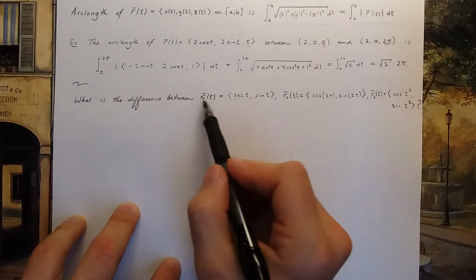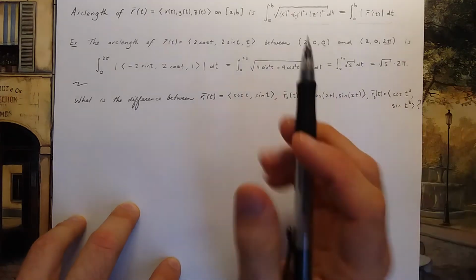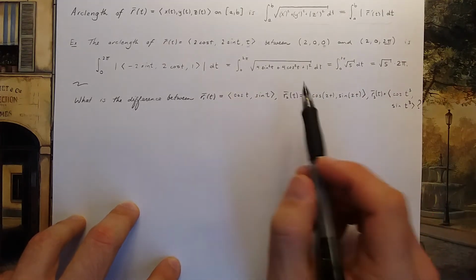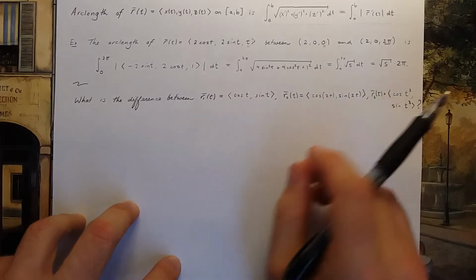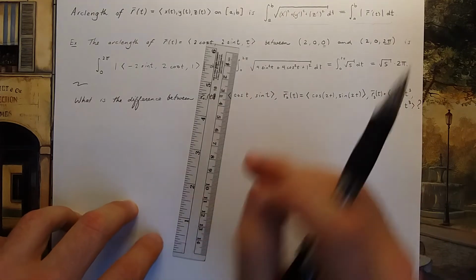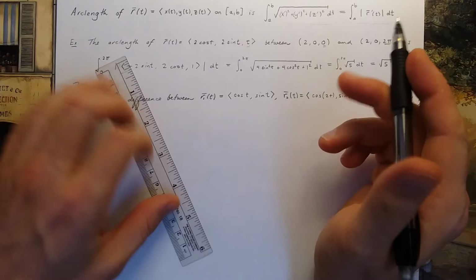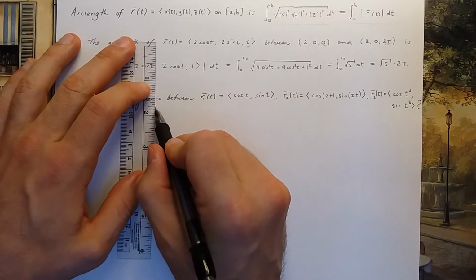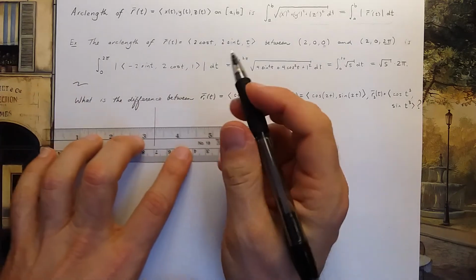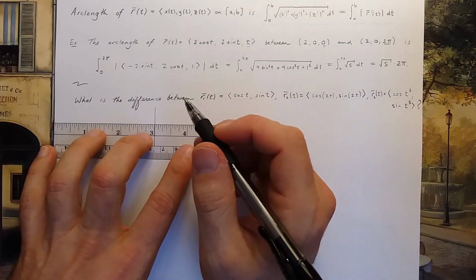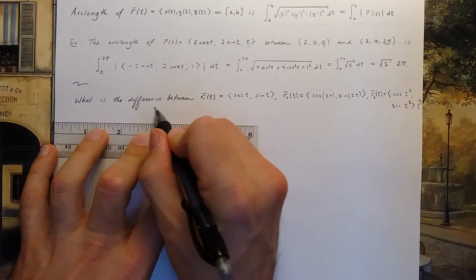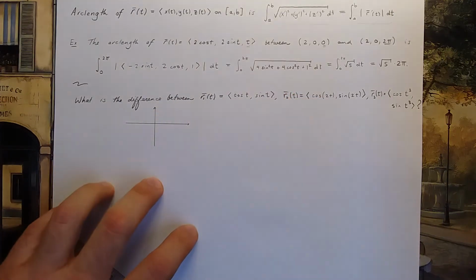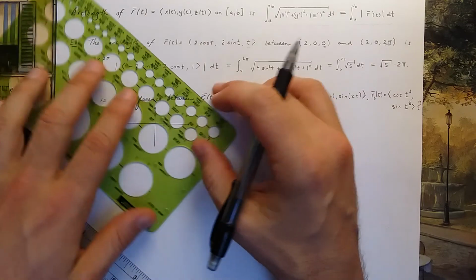So the difference between these vector-valued functions is not the shape of the underlying curve. The underlying curve in all three of these examples is exactly the same. It's a circle of radius 1. The only difference between these vector-valued functions is how fast I trace out the circle. So the first vector-valued function traces out a circle of radius 1.